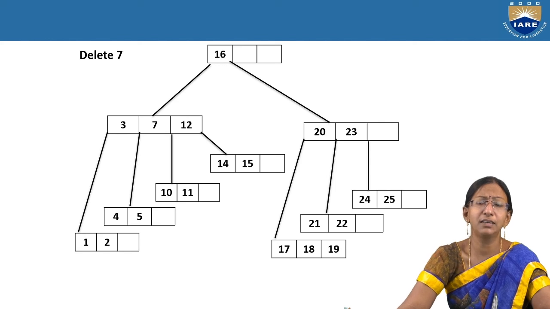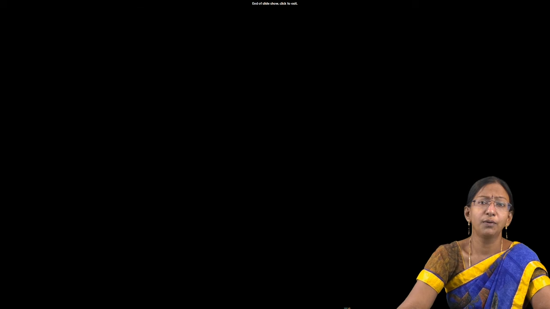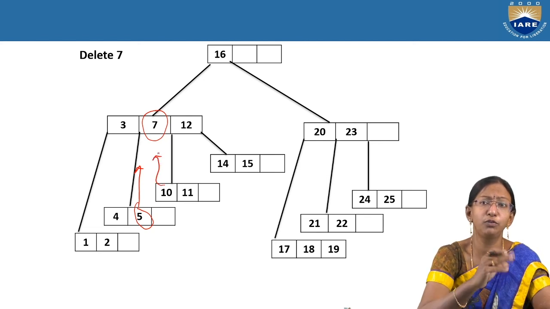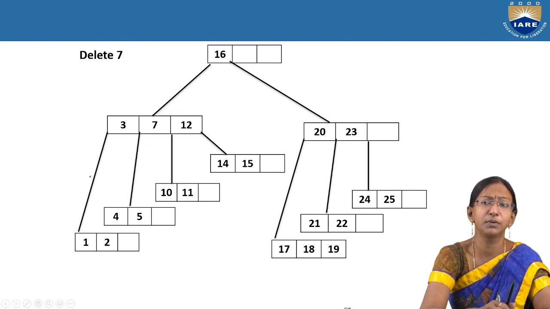So what if I delete 7? When we delete 7, what can you do? Either you replace it with the largest value on the left, that is, bring 5 to the top, or the smallest element on the right, 10 to the top. You have two options over here. Either one will serve the purpose.